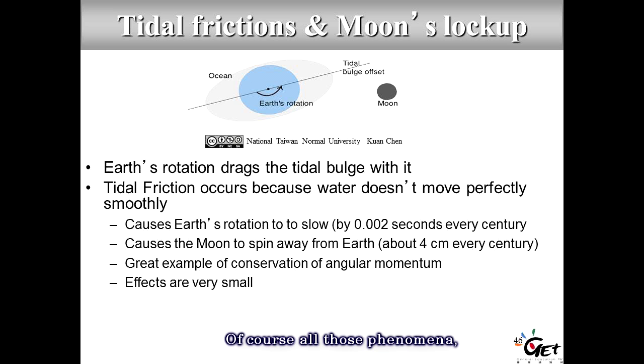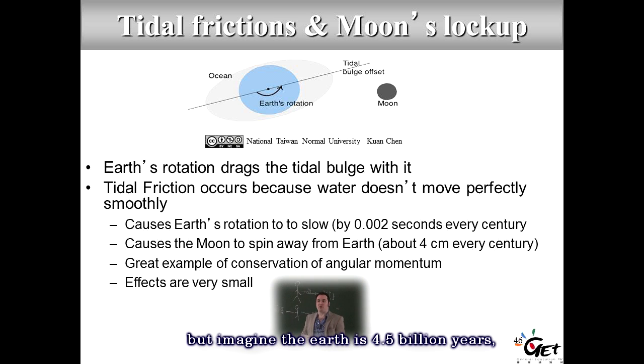Of course, all those effects are extremely small, but we're talking about things that happen on the scale of billions of years, once again. This slowdown of the rotation of the Earth is a fraction of a second every century, but imagine the Earth is 4.5 billion years old. Imagine that it has had a strong effect since the start of the Earth. So the rotation of the Earth is slowed down because of the presence of the moon.